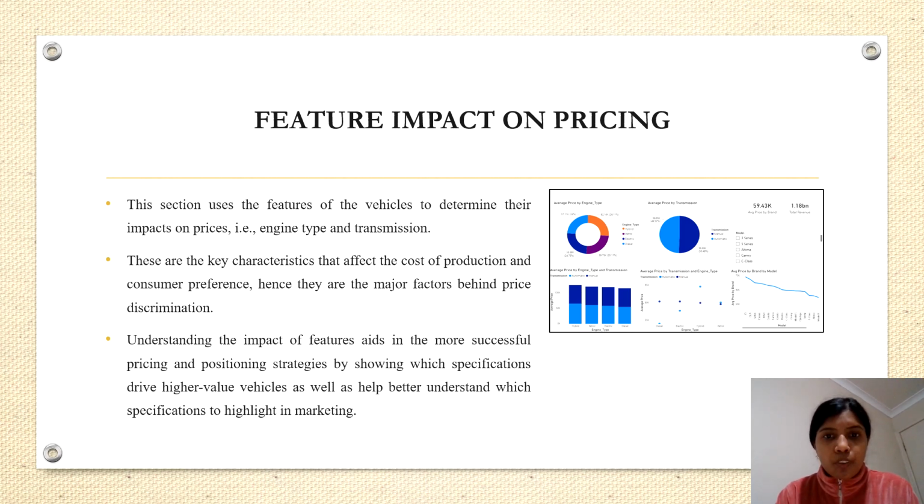The feature impact on pricing dashboard identifies obvious interaction between features and prices level. The engine type average price indicates that hybrid car are the most expensive car with an average price of about 62.14k, followed by petrol, electric, and diesel cars. This implies that the hybrid technology is priced highly, probably because of effectiveness and superior technology.